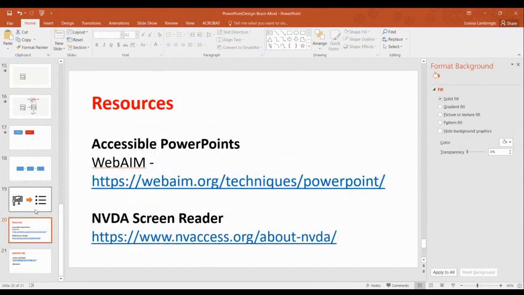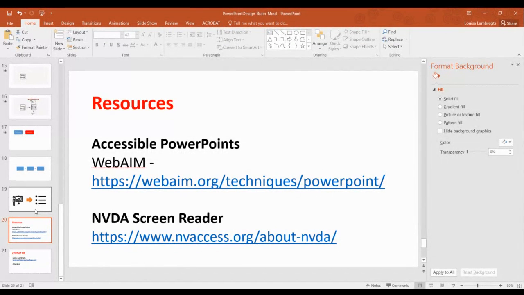Well, first of all, let me quickly leave you with resources. There is more information about how to create accessible PowerPoints if you go to the WebAIM website. I have a link here, but you can also Google it. Just Google webaim.org. They're an organization dedicated to accessibility on the web, and they have some really well-organized tips for how to make your PowerPoints more accessible.